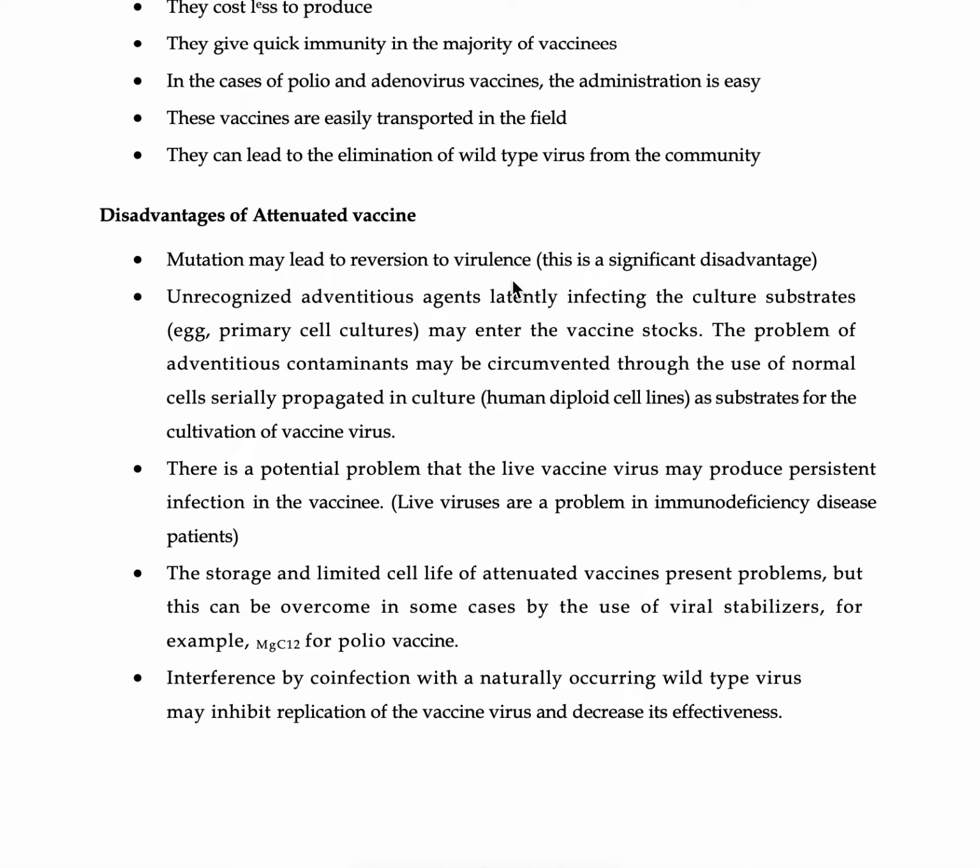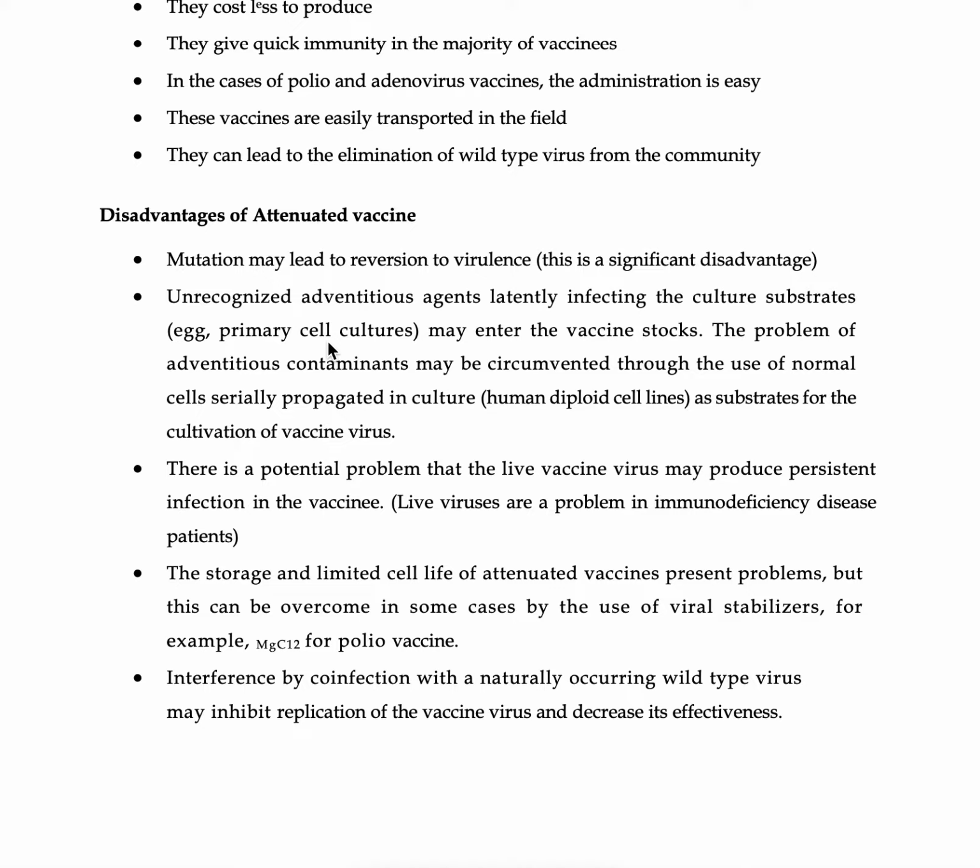So if we use primary cell culture to produce our attenuated vaccine, it can cause some problems. What type of problem? Some adventitious agents can contaminate the vaccine. Because the primary cell line may contain genes of some viruses. It's actually true. These kinds of cells have many integrated genes, which may be viral genes or bacterial genes.